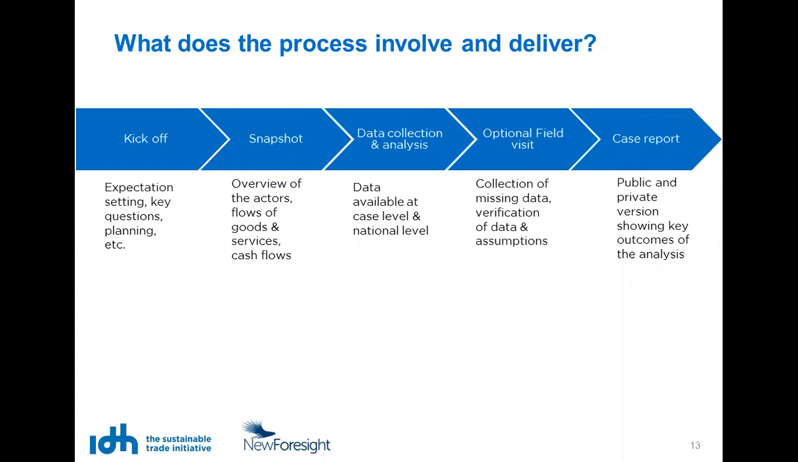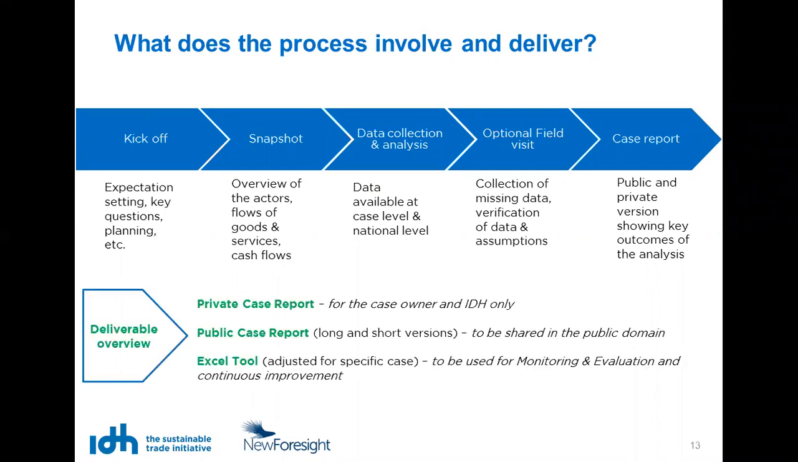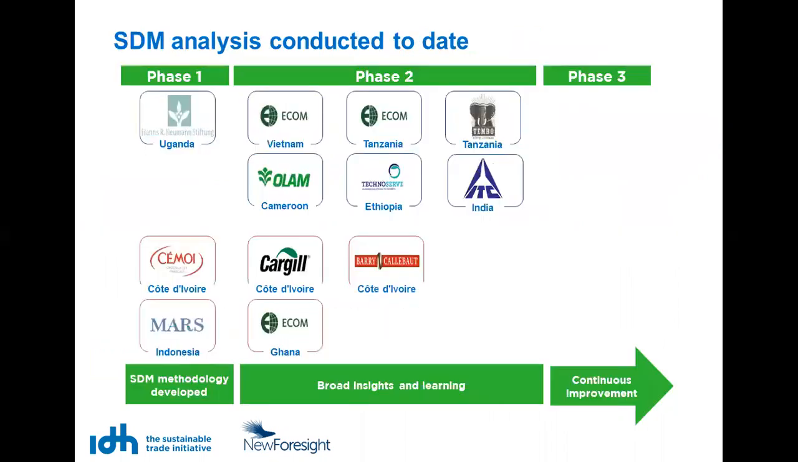The final stage is the development of a case report, which has both a public and a private version. This case report is one of the deliverables. The case owner has the right to indicate what can be shared in the public domain. The other key deliverable is an Excel tool, which is used for doing the analysis and which can be continuously used by a case owner for monitoring and evaluation of the performance of the model, but also for you to play around with it and to tweak it and see how you can further improve a service delivery model.